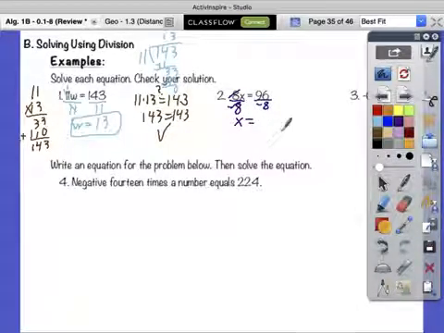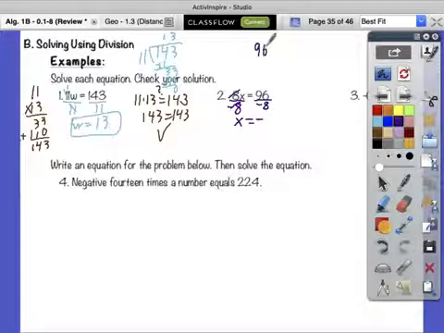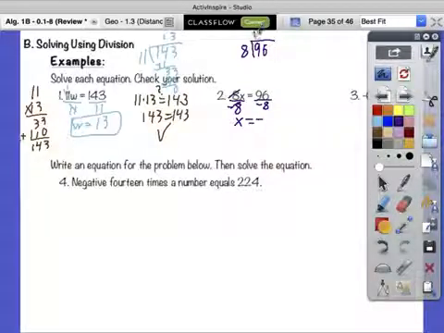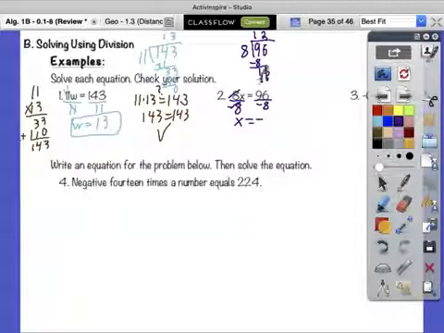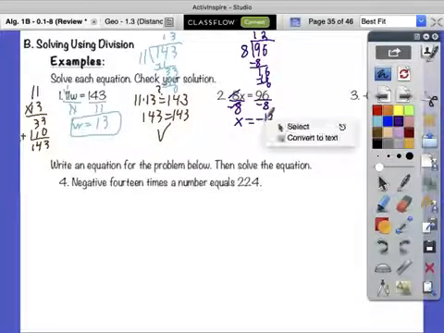96 divided by negative 8, okay? So we know a positive divided by a negative will be a negative. And if we need to, we can do this 96 divided by 8 off to the side. Does 8 go into 9? Yes. How many times? Once. 1 times 8 is 8, subtract, 1, 6. 8 goes into 16? Twice. It is 16. So x is negative 12.